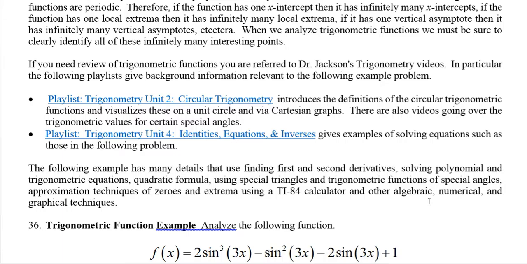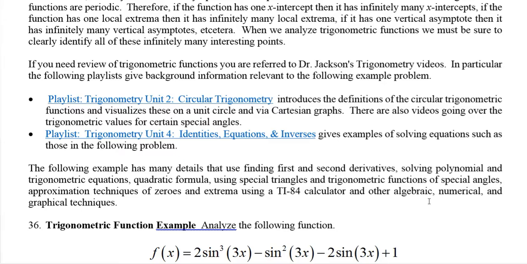Okay, so what I want you to do is to analyze this completely. We're going to find the first derivative and the second derivative. We're going to find out when this original graph has x-intercepts, y-intercepts, local extrema, inflection points, all the interesting things about it.